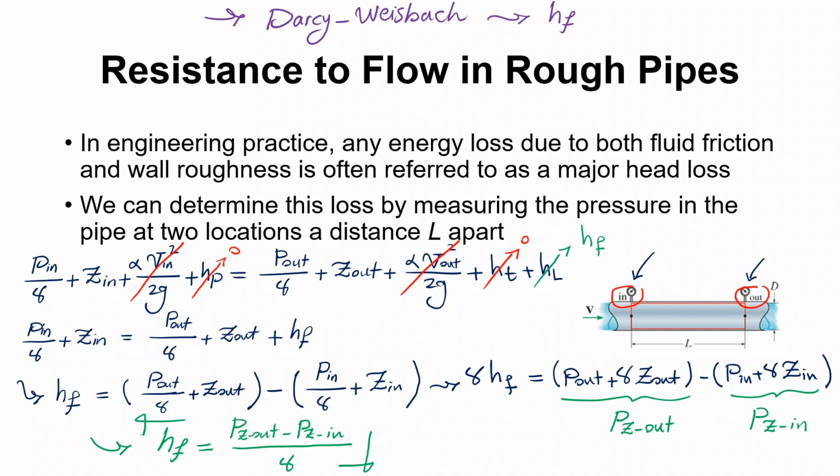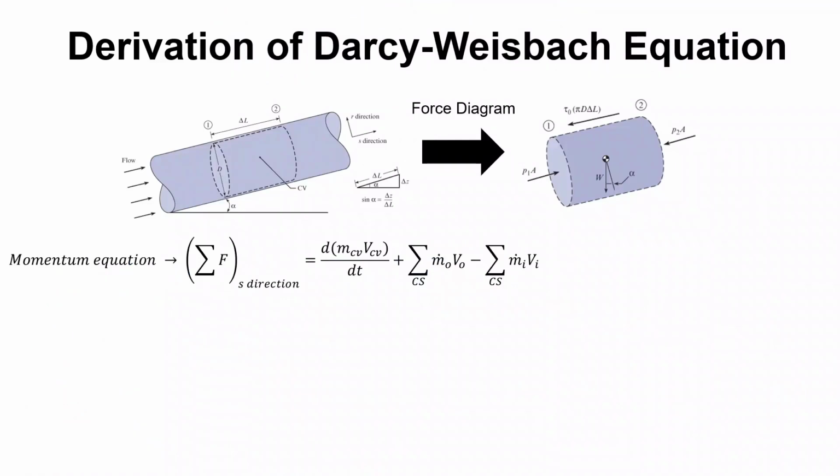In next slide, I'm going to go over derivation of Darcy-Weisbach equation and how you can calculate HF based on characteristics of the pipe. In this slide, what I'm going to do is to derive Darcy-Weisbach equation for a round pipe, for round pipes.